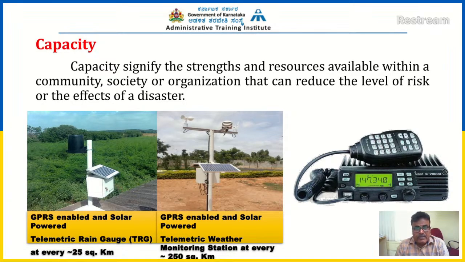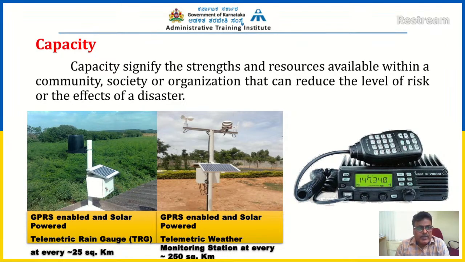Even equipment like what we have shown on the screen, like a weather station at every 25 square kilometers. We have GPRS enabled, solar powered telemetric weather stations. I'm just showing some of the examples which have been installed in Karnataka state and even in other states like Bihar and Gujarat, etc.